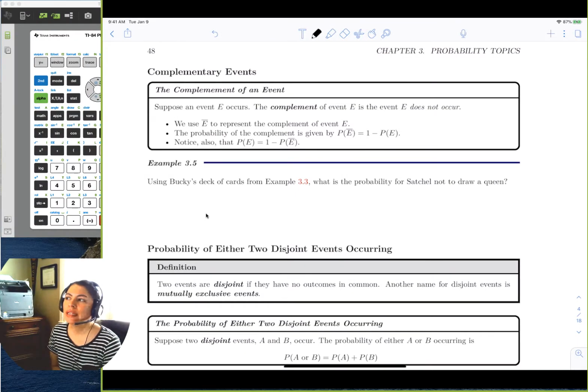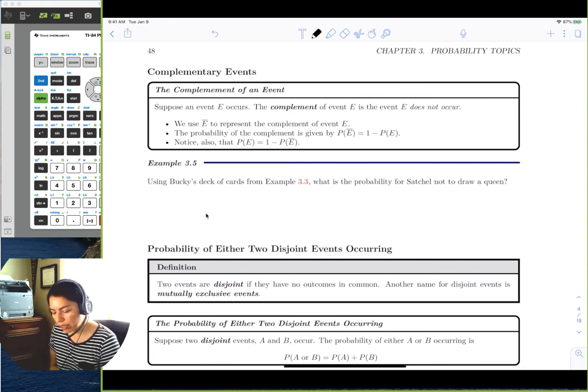Hi, so in this part, we're going to talk about complementary events and disjoint events and just see the formulas that are involved, because we've been talking about the probability of an event occurring. So we just want to talk about an event not occurring, or an event occurring with disjoint events or mutually exclusive events. So the first thing we want to talk about is the complementary events.